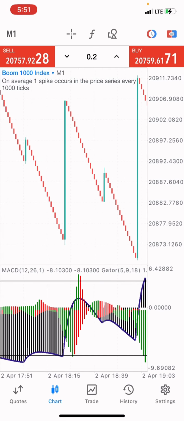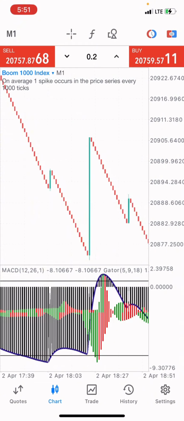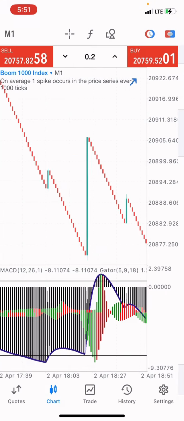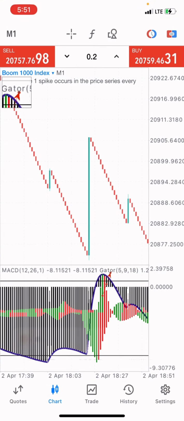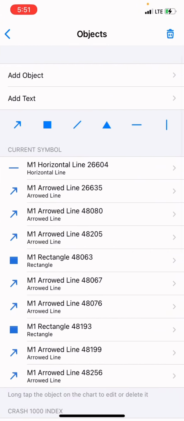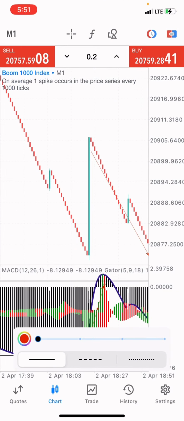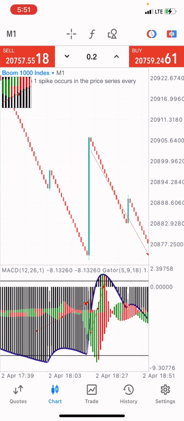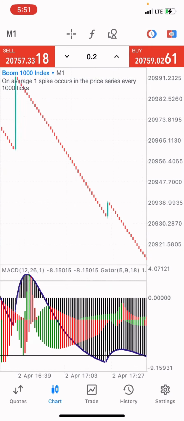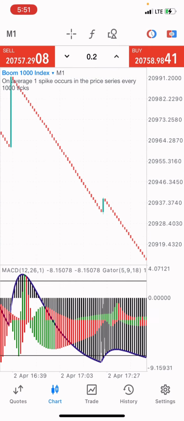Okay, this is another one. Oh yeah, this is it. You can see after the complete red line formed on the gator indicator, there was a long sell from that point, and every other condition was met. You can see the MACD had signaled price at our resistance region. You can see price had come to our resistance region according to the MACD.